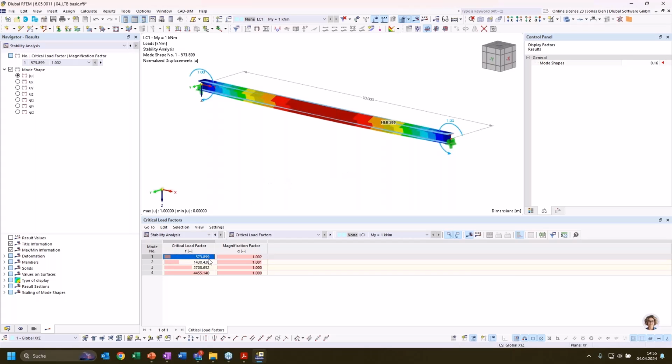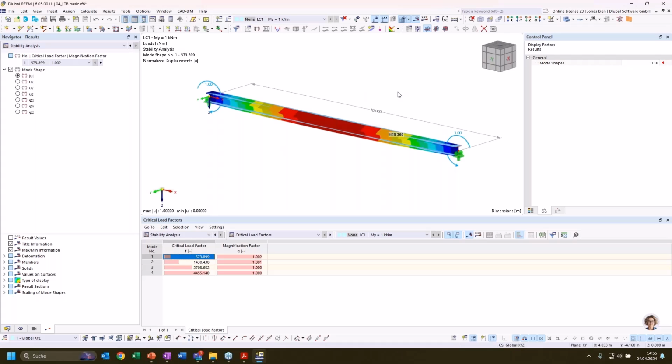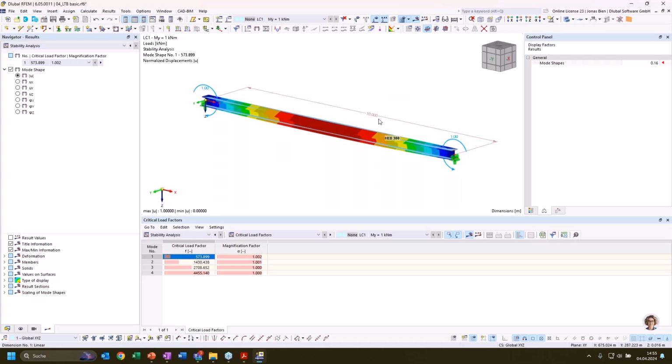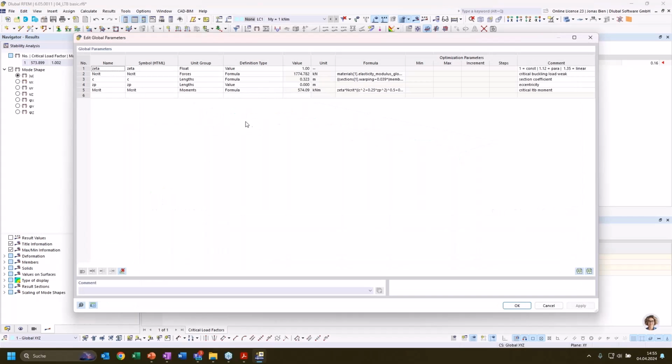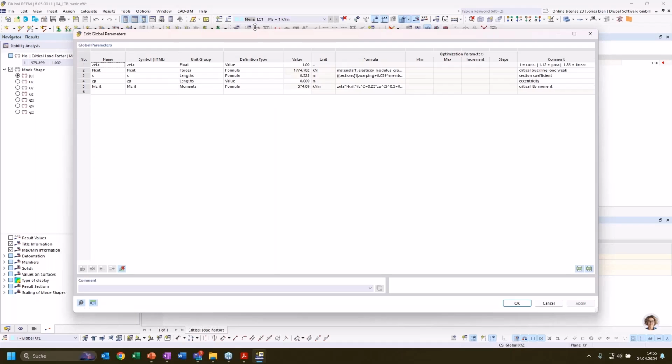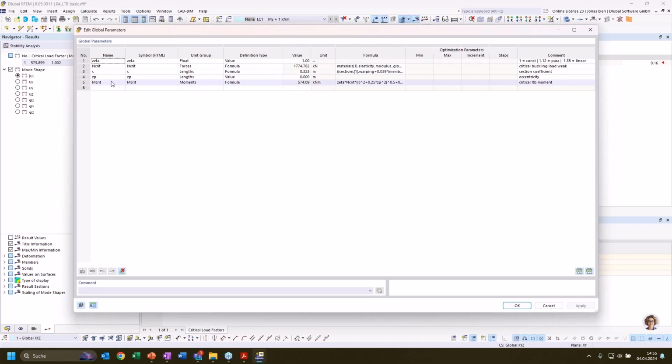It was once also implemented or written down in some of the codes. For example, in the old German steel construction norm or code DIN 18800. I think in some national annexes of the Eurocode 3, this formula is also given. But for our convenience, I already plugged this formula to calculate the critical bending moment for lateral torsional buckling into our global parameters.